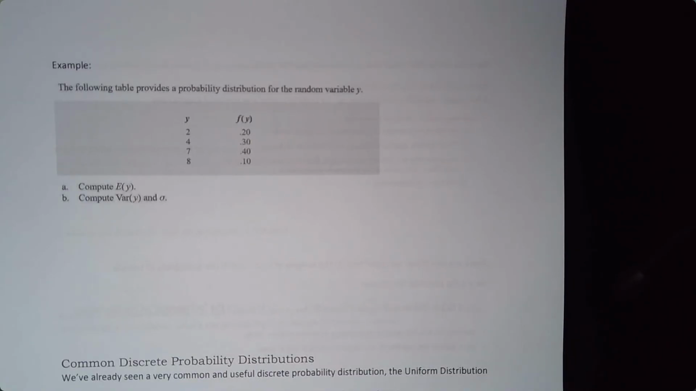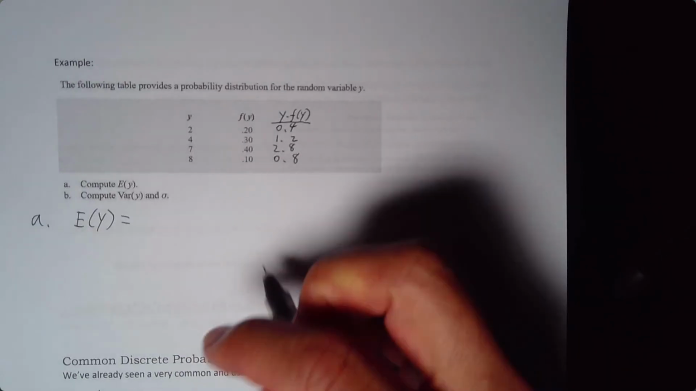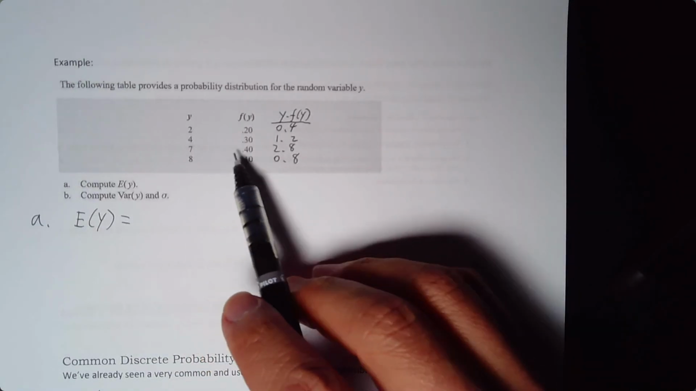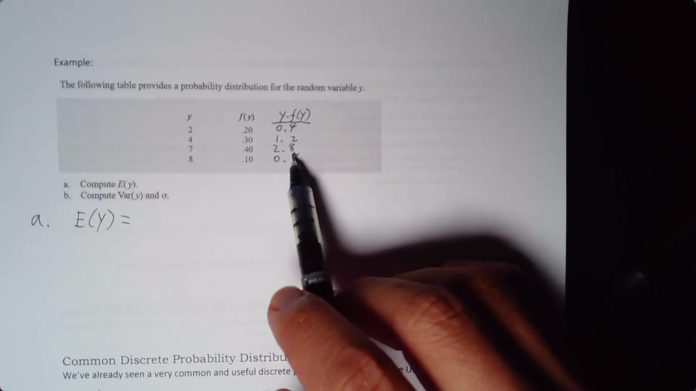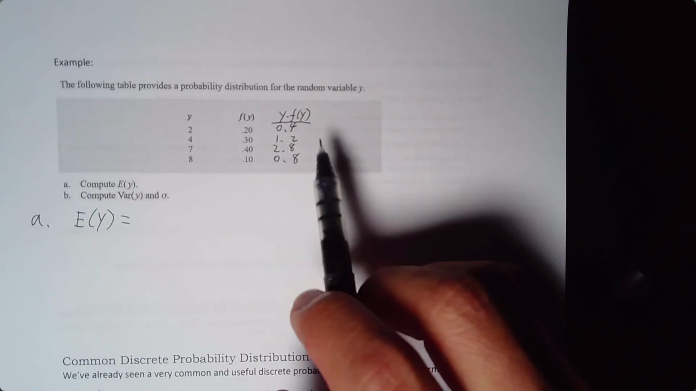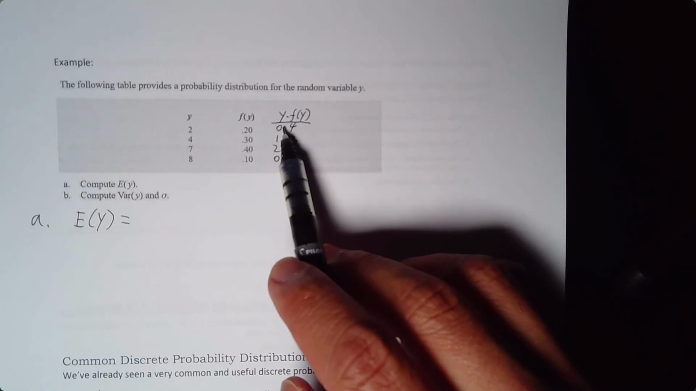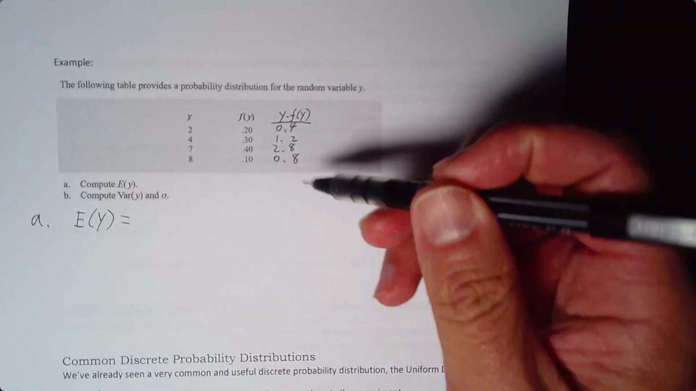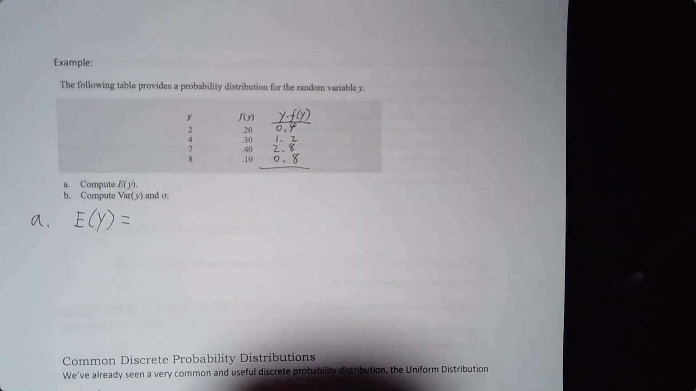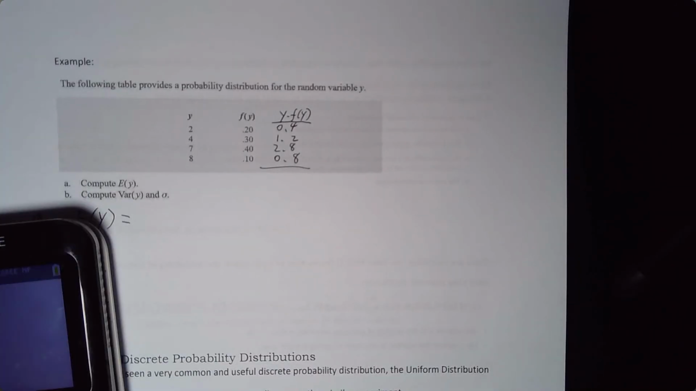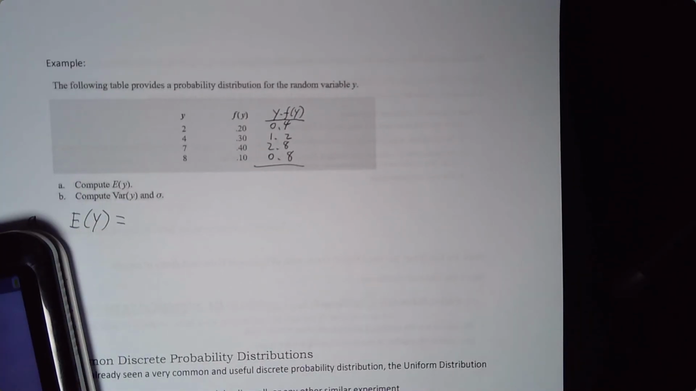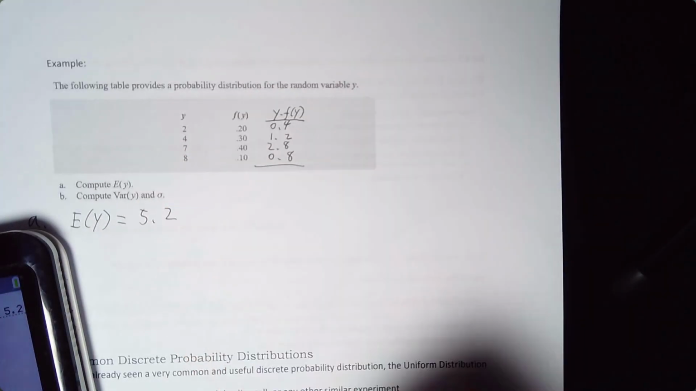Feel free to pause and check your answer when you're ready. Okay, so I'm going to take advantage of the fact that I have a table ready over here. I'm just going to add a column, and this column will be y times the probability of y. So I simply multiply across, and then I can just add down this way. I'll do that in my calculator here: 0.4 plus 1.2 plus 2.8, and then plus 0.8. 5.2. That's the expected value of y.